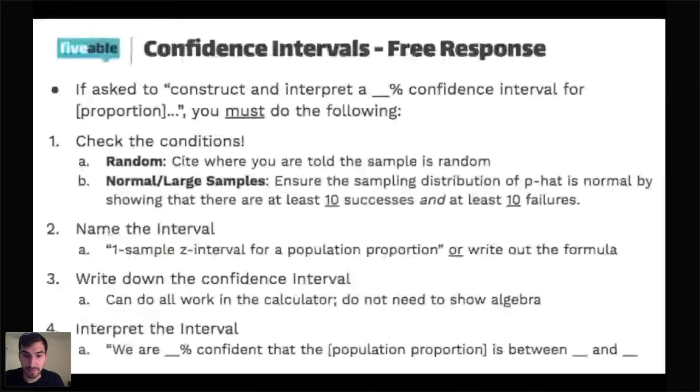With that said, now that we know the things that we have to do to earn the point, and usually 1 and 2 are combined together. Usually it's like, did you check it's random? Did you check it's normal? Did you name it? And those 3 things get you an E. And if you do 2 of those things, you get a P for partial. The confidence interval is its own answer, and then the interpretation is its own answer.